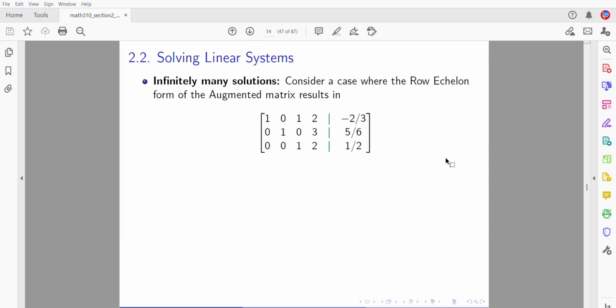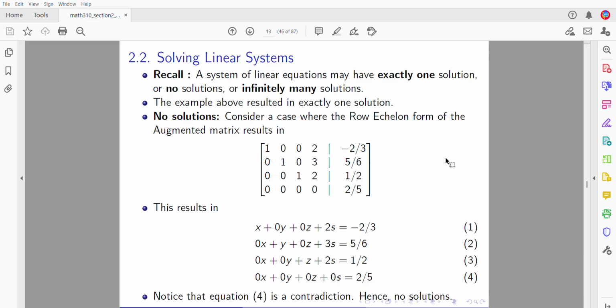On the other hand, here is a case where you have infinitely many solutions. Before I move on, let me highlight: if in your row echelon form the coefficients are all 0 in some row and the result is non-zero, then you have no solutions. But if you have zeros here and 0 here, you may have a solution depending on what happens before that. All right? Okay.